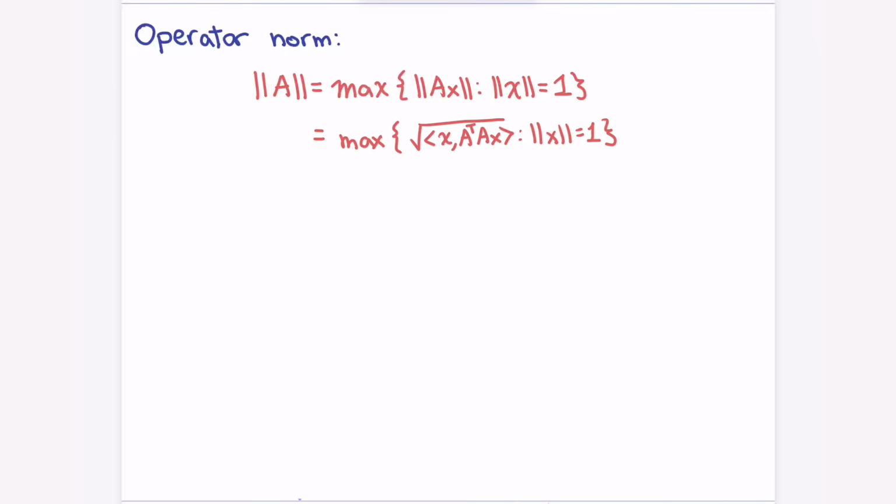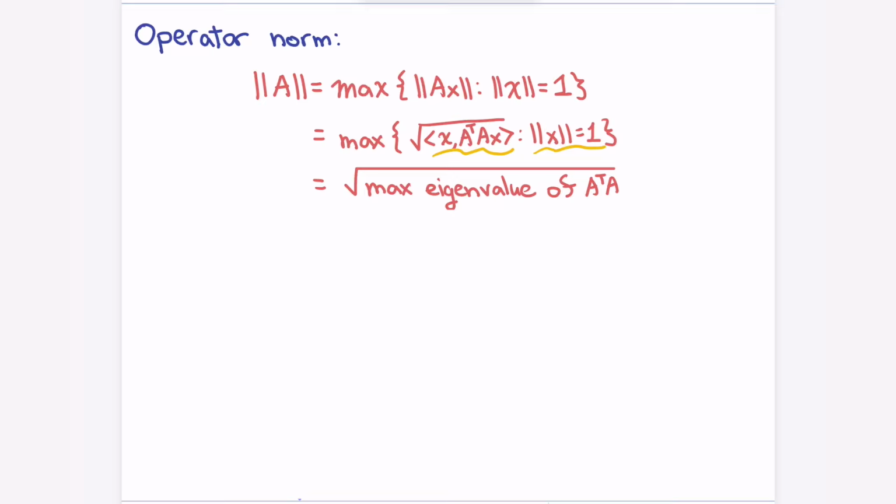Okay, and if you expand out the inner product, you can replace that norm with the square root of x transpose A transpose A x. Now where have we seen this kind of thing before? The Rayleigh quotient. This has to do with the first eigenvectors, trying to maximize this sort of product. So this is the square root of the maximum eigenvalue of A transpose A.